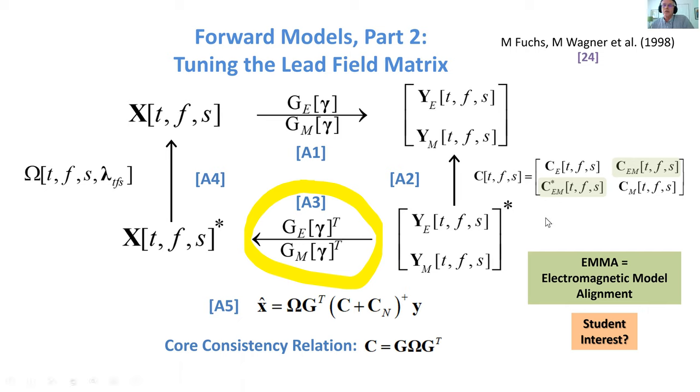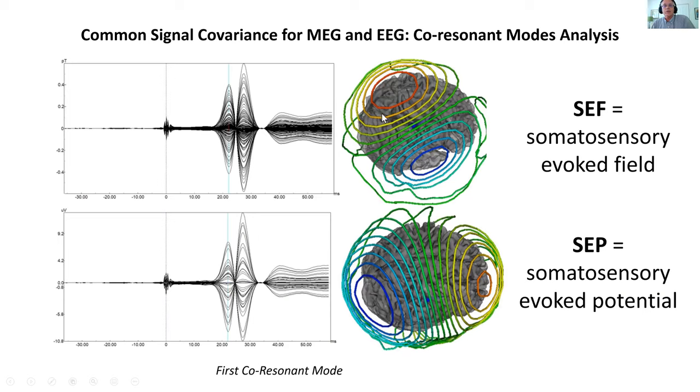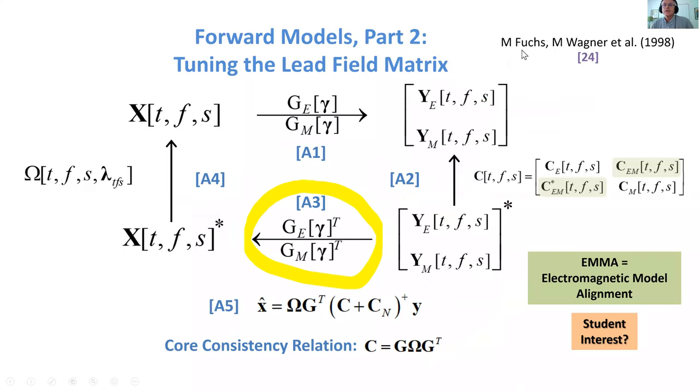So the idea, yet to be demonstrated but with some steps made toward it, is to use the common part. Instead of using a paradigm like this one, somatosensory evoked field and evoked potential, where to a really good approximation you have a common dipole source, and with that you can use the method of Fuchs et al. and others, where you basically tune the electric head model until the electric dipole matches the magnetic dipole. It's a single current dipole, but the dipole estimated from the electric data and the dipole estimated from the magnetic data are tuned until they align.